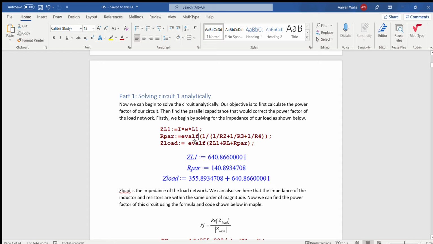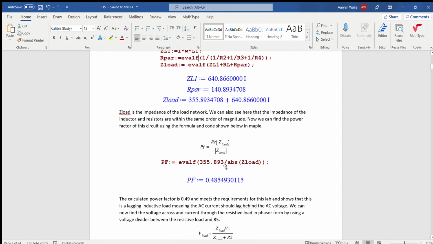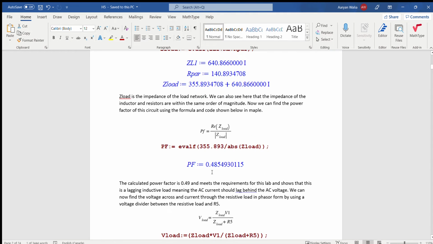We just start by finding the impedance, and then we can use this formula to find the power factor, which is 0.48. This means that the AC current is supposed to lag behind the AC voltage, and that's what we expect. Once we hook up the capacitor, we want this to be equal to 1, which means that it's going to be dissipating constant power.